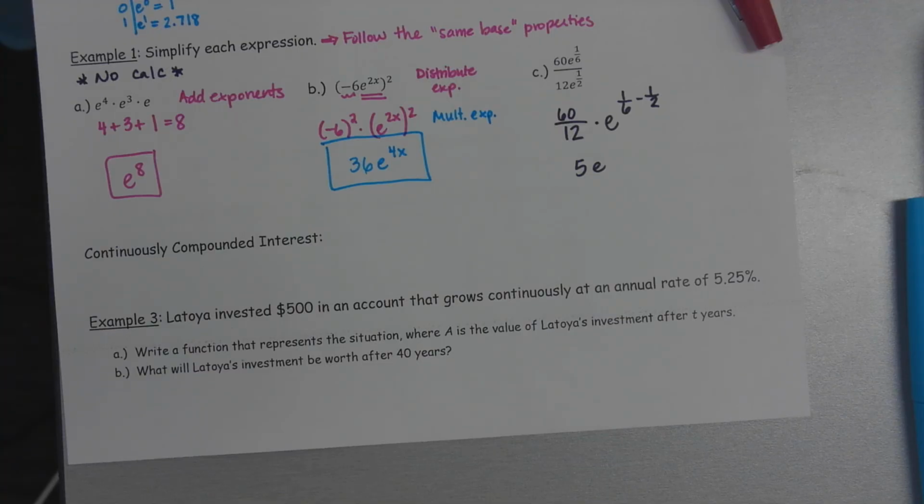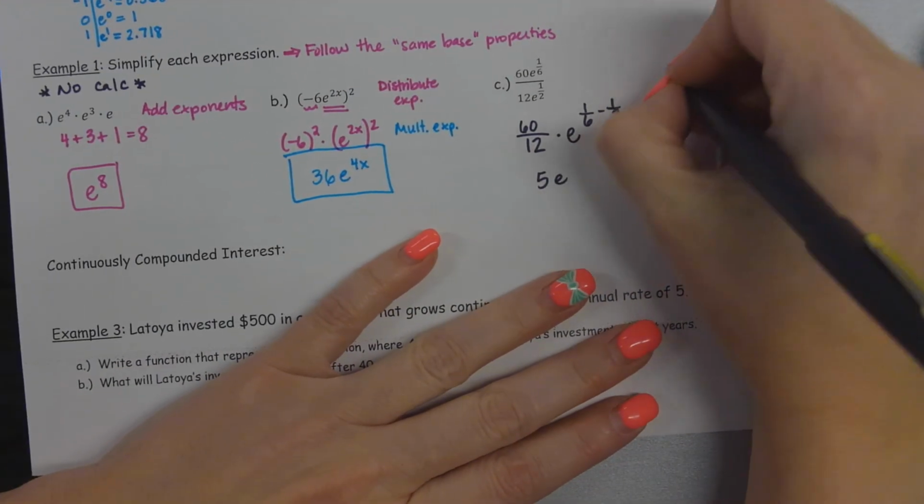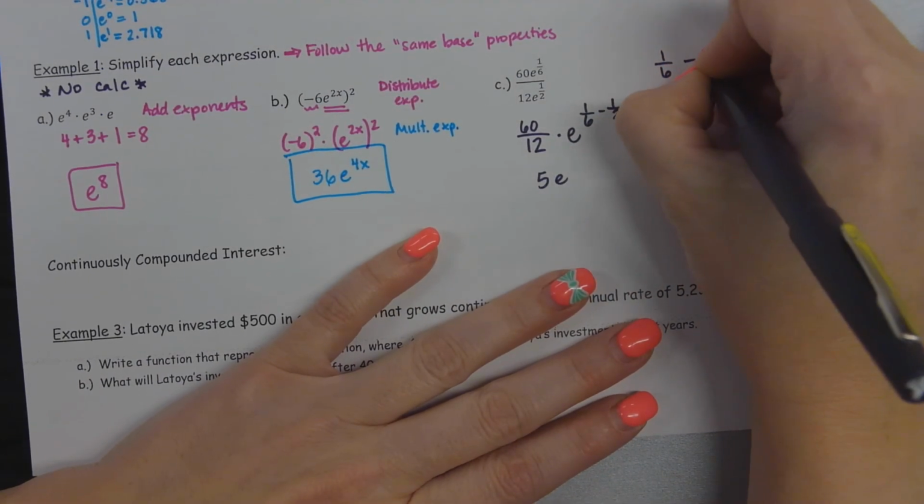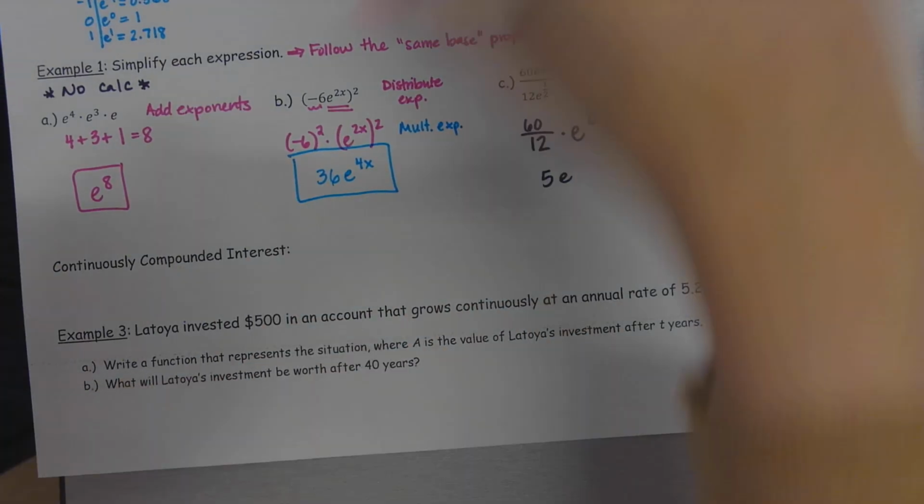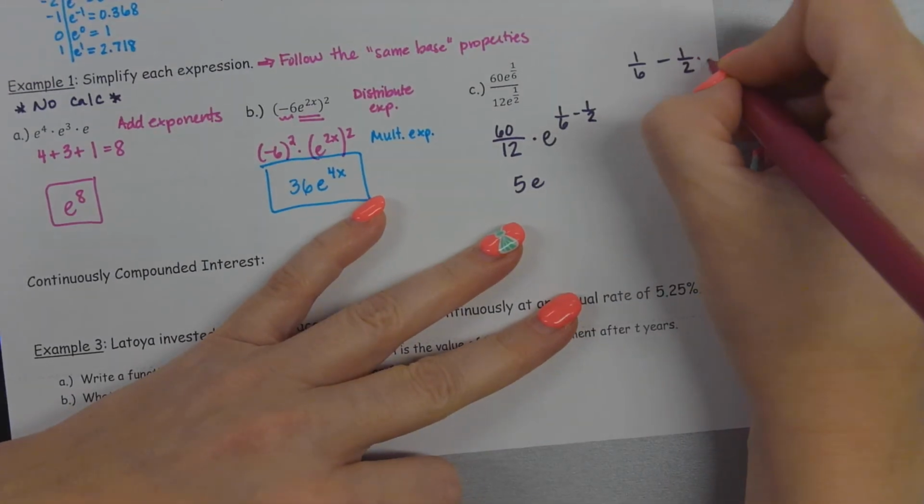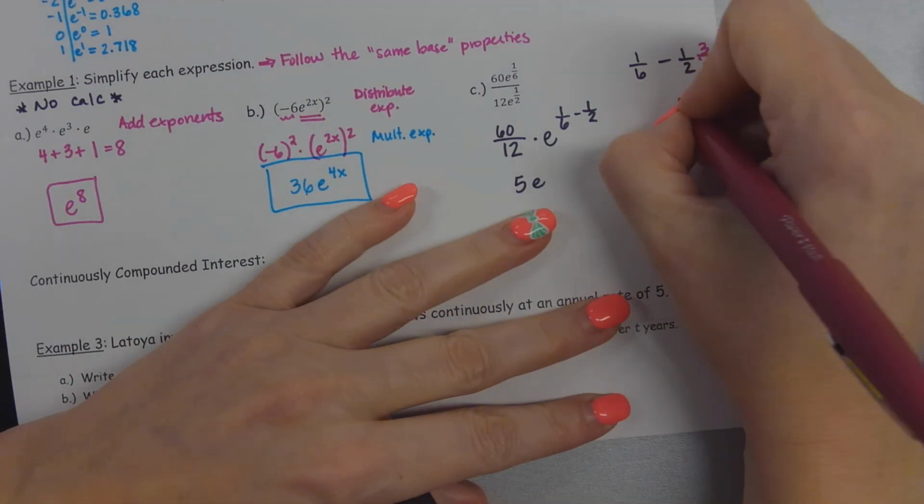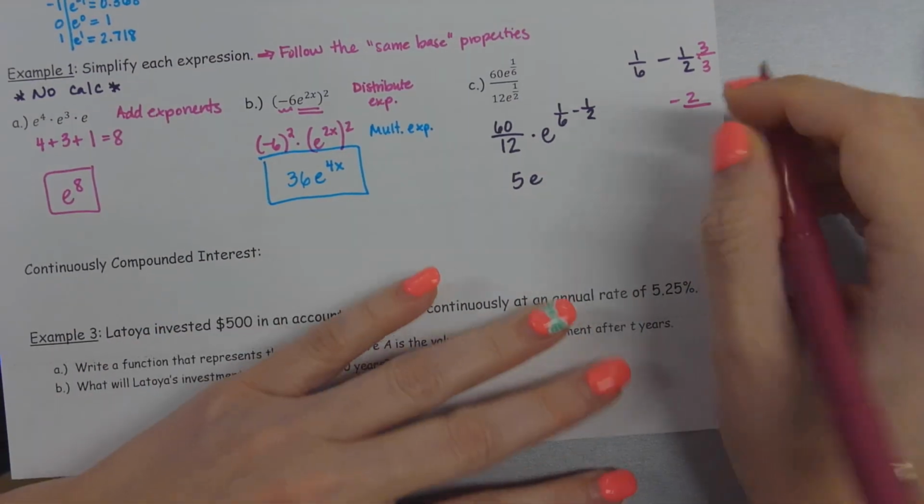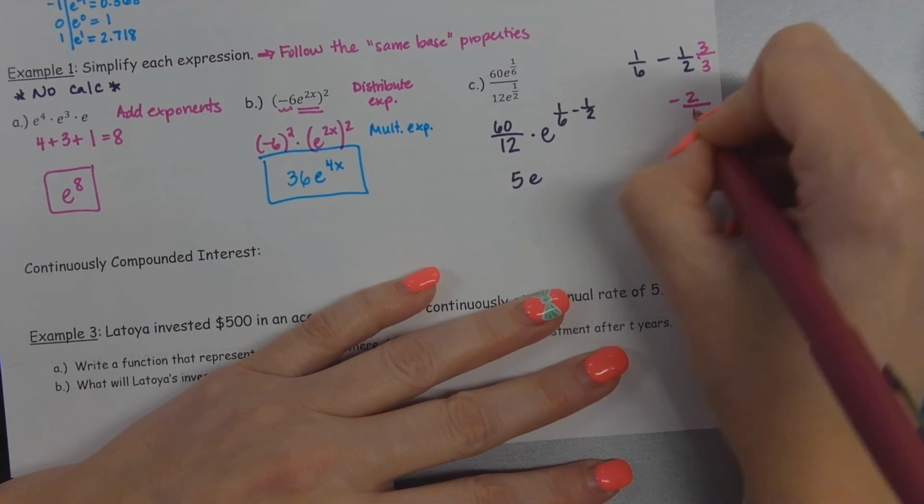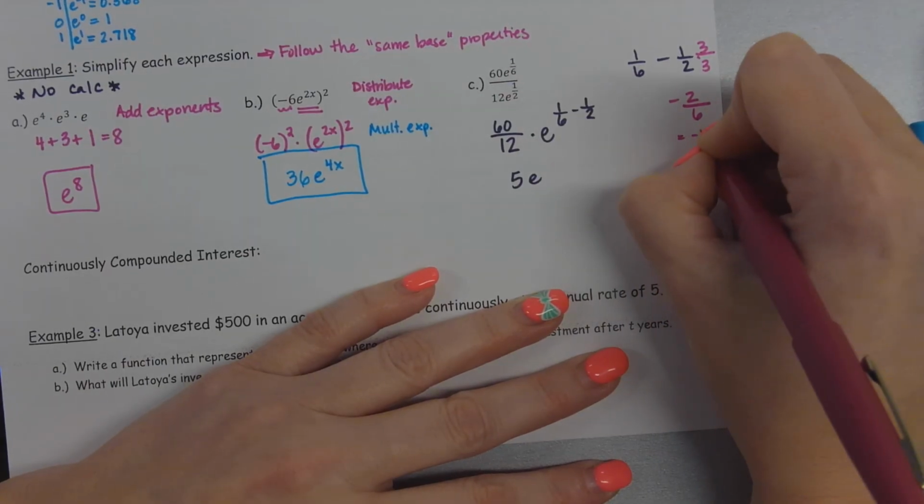Okay, and then Abby, when you subtracted those, let me know what you got. It should be negative 2 over 6, not 2/3. So if you multiply this by the common denominator, then you have negative 2, but it's going to be over what? 6. Yep. So then this is going to reduce to negative 1/3.